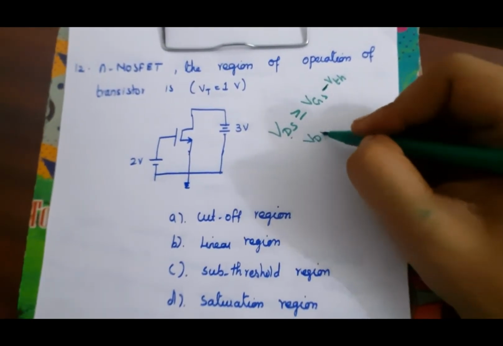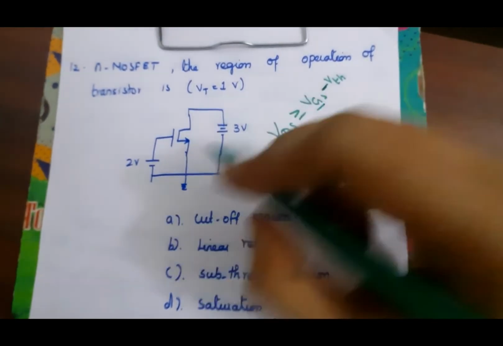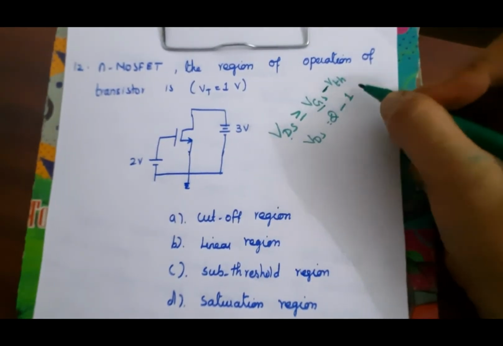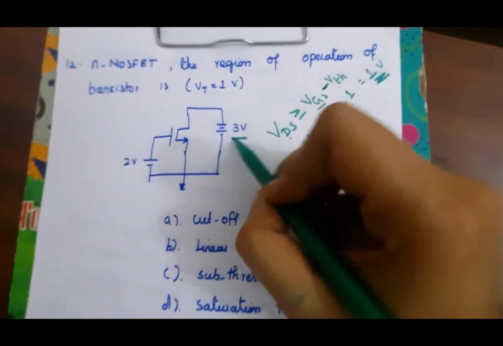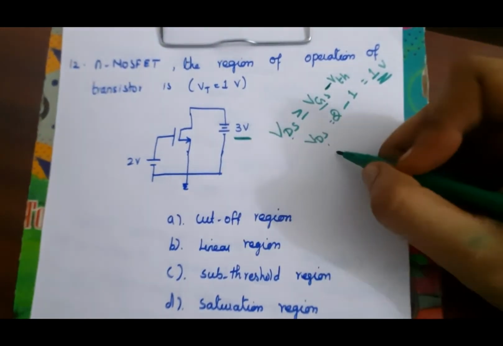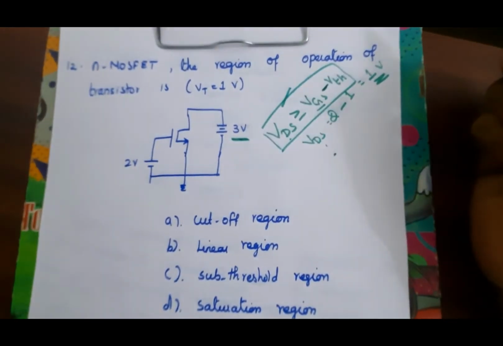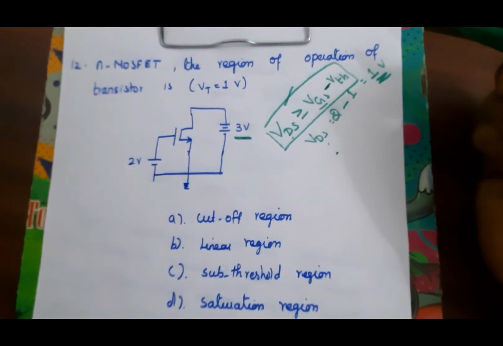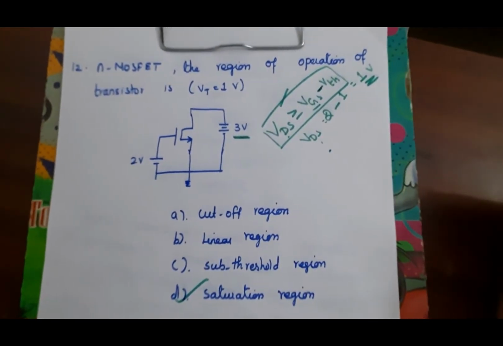Here VGS is 2 volt and the threshold voltage is 1 volt, so VGS minus VT is 1 volt, but the actual VDS is 3 volt. So VDS is greater, and it satisfies this condition. So we can tell that the transistor operates in the saturation region. So here the answer is D, saturation region.